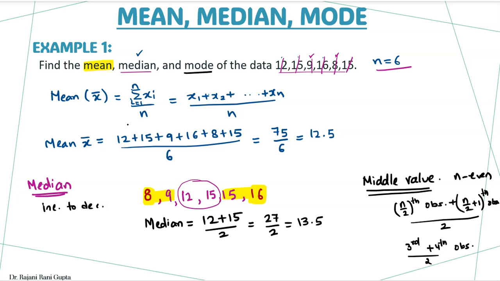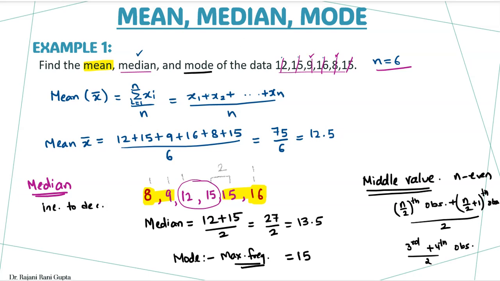Okay. Now coming to the mode. So mode is the number or the data point that appears with maximum frequency, meaning that appears the maximum number of times. So which number is there? That you can easily see from here when you see the arrangement. So you see that 8 appears only one time, 9 appears one time, 12 appears one time, 15 is repeated 2 times, 16 only one time. So in this case, the mode is 15 as it's appearing 2 times.